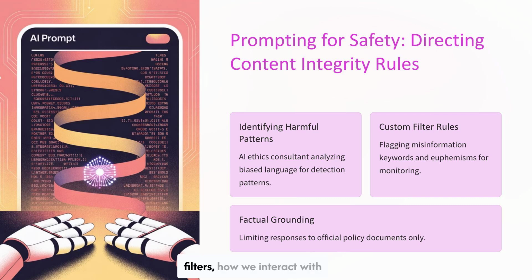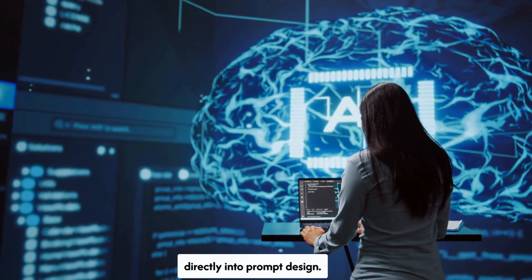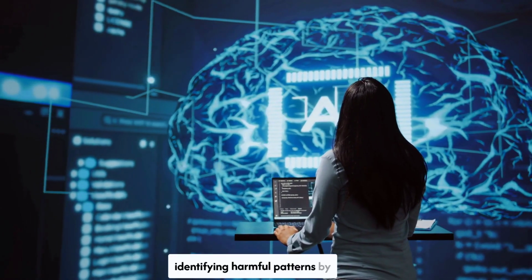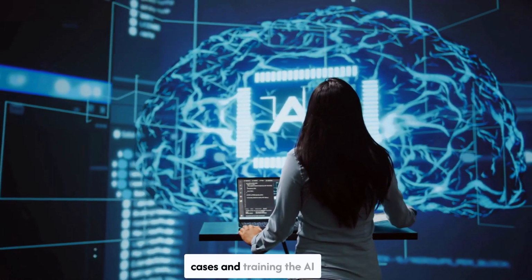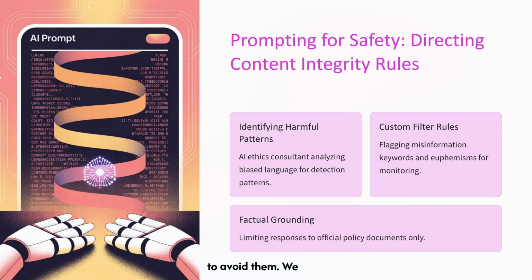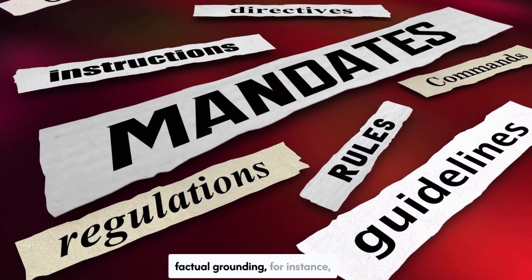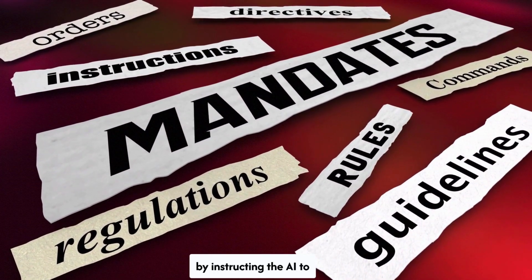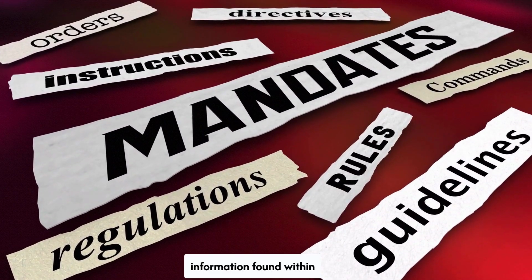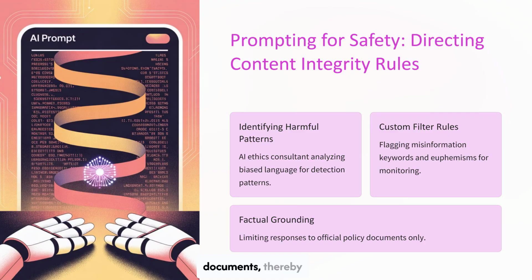Beyond technical filters, how we interact with Gen AI through prompting plays a vital role in directing content integrity. We can embed safety rules directly into prompt design. This involves identifying harmful patterns by analyzing potential misuse cases and training the AI to avoid them. We can also define custom filter rules within prompts, flagging specific types of misinformation or sensitive keywords for monitoring. Furthermore, prompting can enforce factual grounding, for instance, by instructing the AI to limit responses strictly to information found within approved, official policy documents, thereby controlling the knowledge base it draws from.